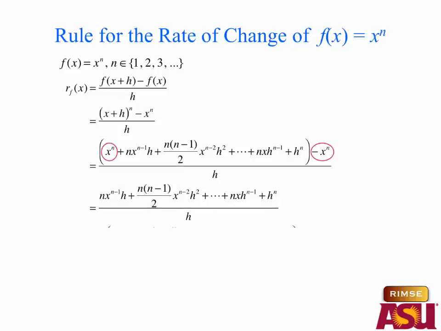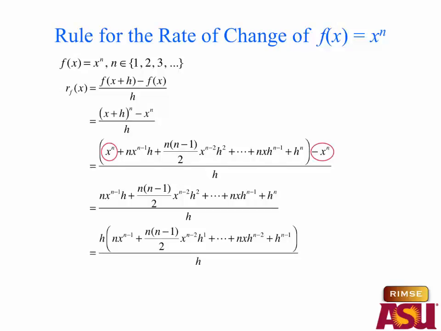Now, what do you notice about every one of these terms? They have an h in them. Now that we've got rid of the x to the n, all the rest of the terms have an h. And just like we've done in previous problems, we can factor out an h. So we're going to factor out h, and now h over h is 1. And so now we're just left with this.